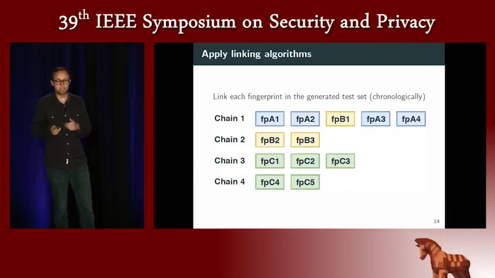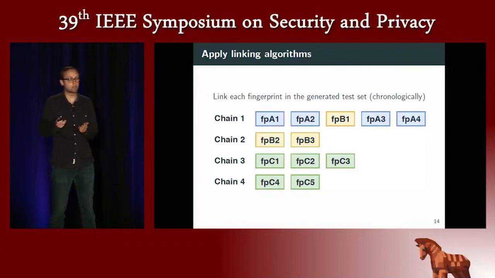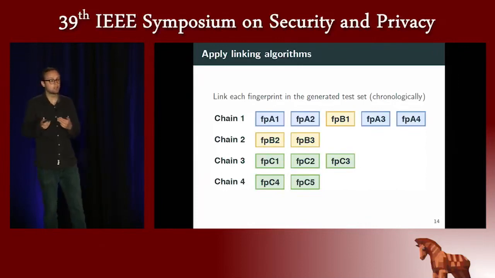And finally, we can apply the linking algorithm, and what we obtain is different tracking chains. So a chain is simply a set of attributes that have been linked by the tracking algorithm together. That means that the algorithm considers that they probably belong to the same browser. What we see in this example is that chain 1 contains both fingerprints from browser A, but there is also a mistake because the linking algorithm added a fingerprint from browser B, in yellow.